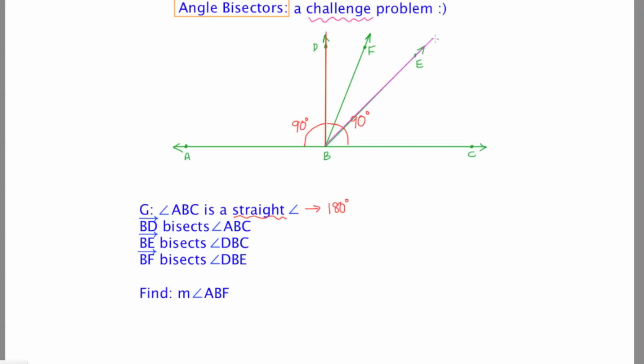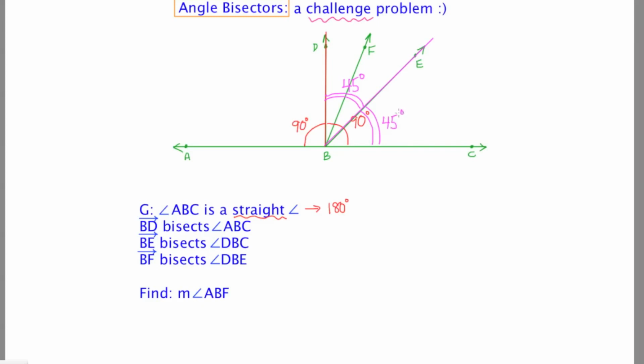Okay. So if you take an angle and you cut it in half, you're going to get two congruent angles. Now I'm going to mark those angles with tick marks. So we have angle DBE and we have angle EBC. And what is half of 90? It's 45. So 45 on this side and 45 down below.